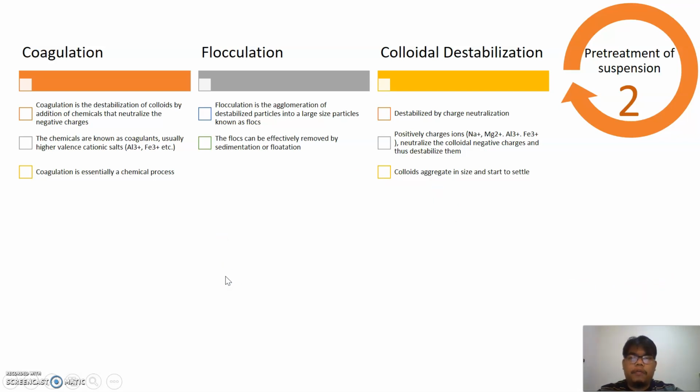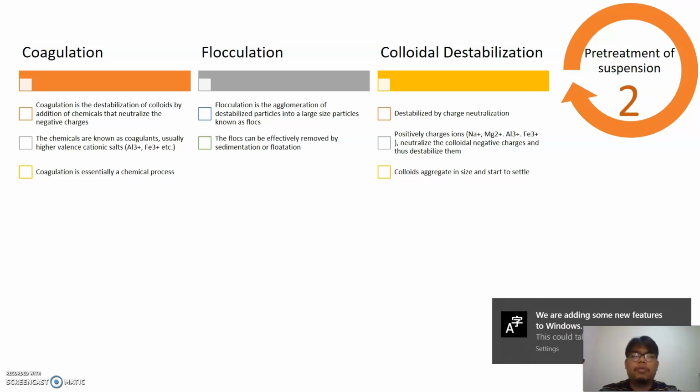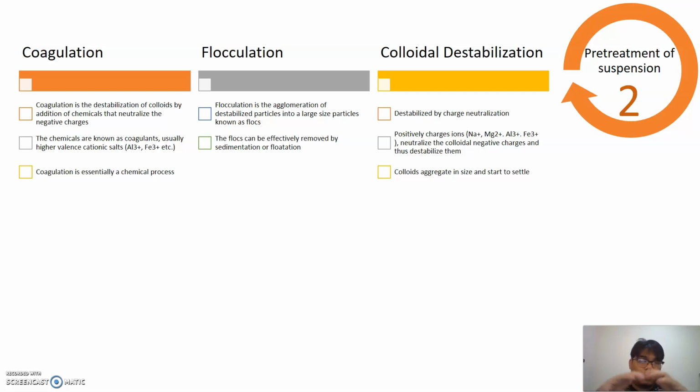And then what is flocculation? Flocculation is the agglomeration of destabilized particles into a large size particle known as floc. So we have small particles, and we need to combine all these small particles, and they will become a bigger or large size particle. We call it floc. And then this floc can be effectively removed because it becomes a large particle, so we can get it easily.